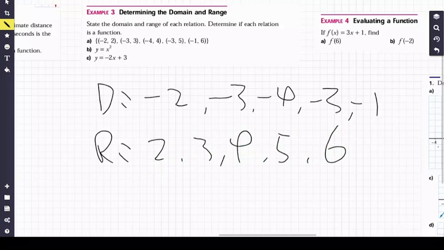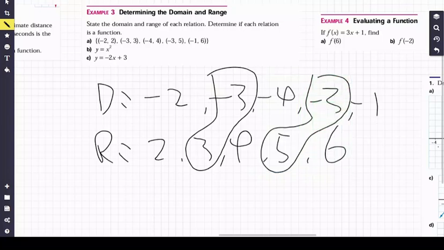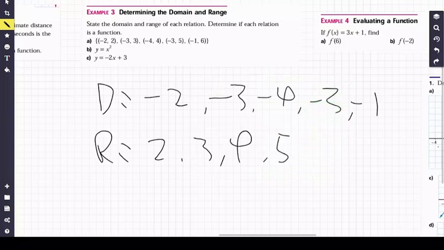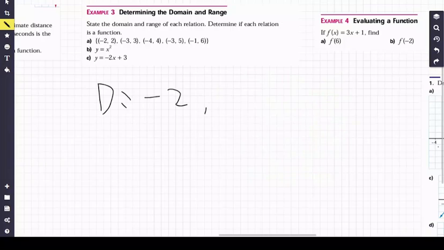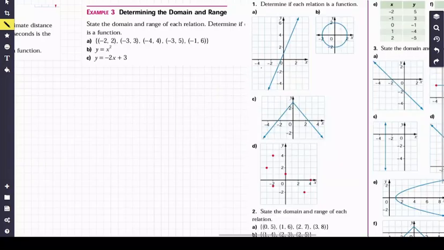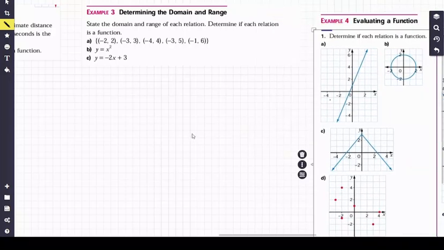And then this, however, this is a relation. Why? Because when you have -3 and 3, this is one pair, and then you have -3 and 5. So for the same x value, we're actually having two y values, which breaks the rule of being a function. So obviously, no, that's not a function.